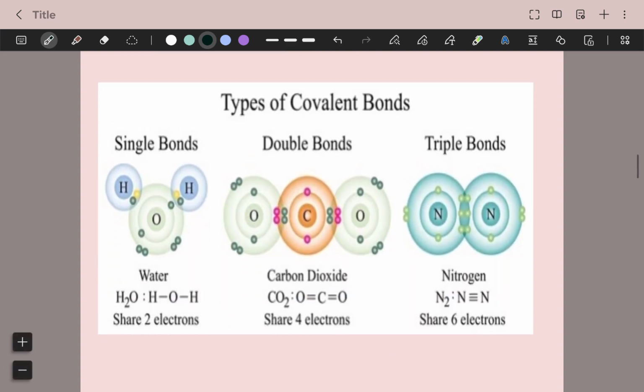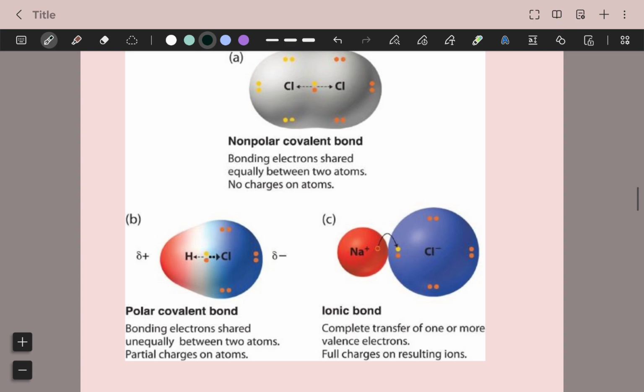Now there can be different types of covalent bonds depending upon the number of electrons shared. Clear? Here you can see in water, one pair is shared between hydrogen and oxygen, and one pair again between another hydrogen and oxygen. So there are 2 covalent bonds. If I say carbon dioxide, here 2 pairs of electrons are shared between carbon and each oxygen. So double bonds. Here between 2 nitrogen atoms, 3 pairs are shared. So triple bond.